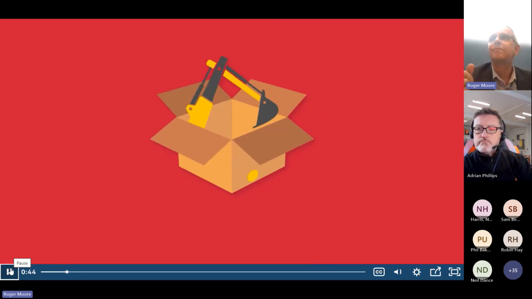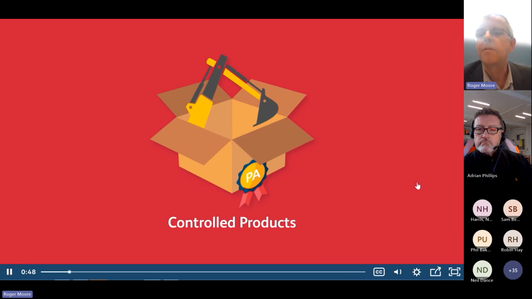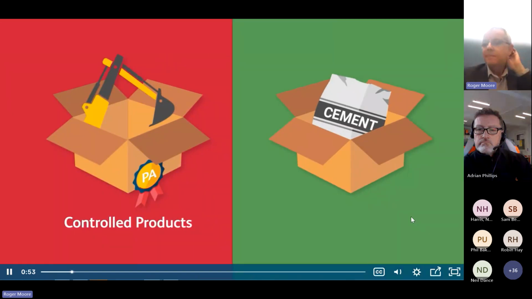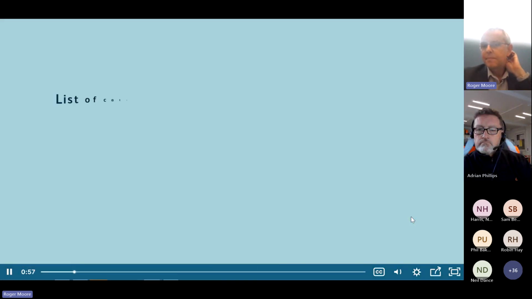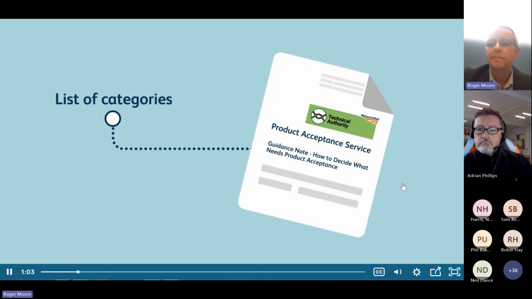Critical products that require product acceptance are referred to as controlled products, whereas products that do not require approval are referred to as uncontrolled products. A list of categories of items that typically fall within these definitions can be found in our guidance documentation.